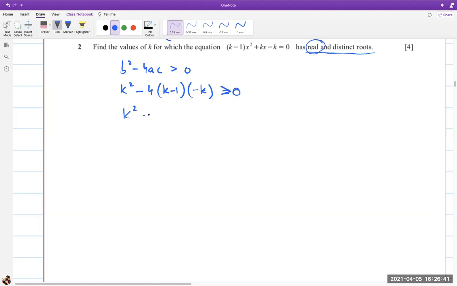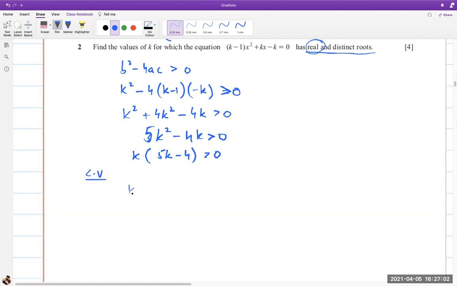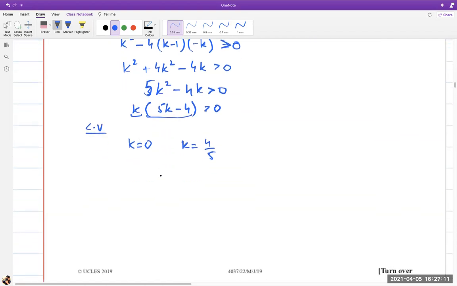So k squared plus 4k squared minus 4k is greater than 0. So I get 5k squared minus 4k greater than 0, leaving me with k times 5k minus 4 greater than 0. Now I'll find my critical values. My critical values are k equal to 0 or k equal to 4 by 5. How I do that is basically putting this equal to 0 and putting this equal to 0. And those are my critical values.